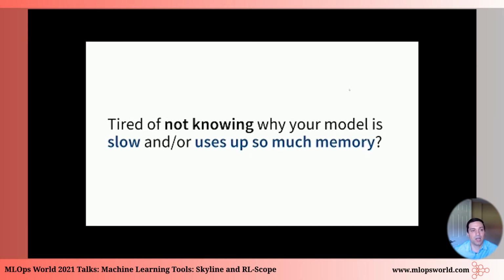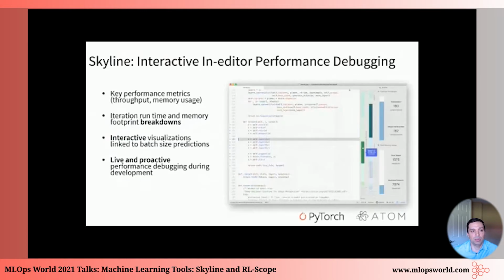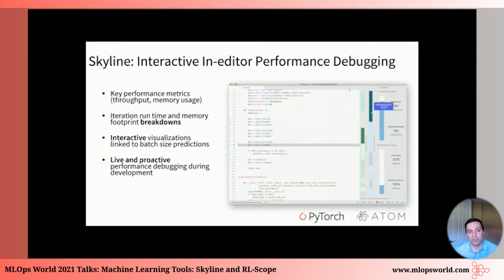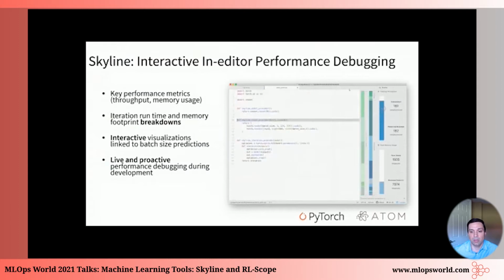So the goal of Skyline is to provide you those key performance metrics in a nice and visual way, to be able to nicely navigate the code of your model and to be interactive and proactive and live as you develop the model. So it's built on top of PyTorch and the Atom editor, but it can potentially be built on top of any framework or editor, because it doesn't have heavy dependence on it.